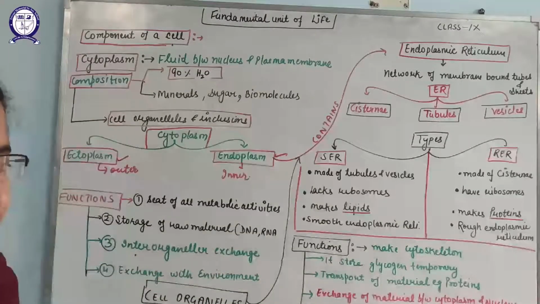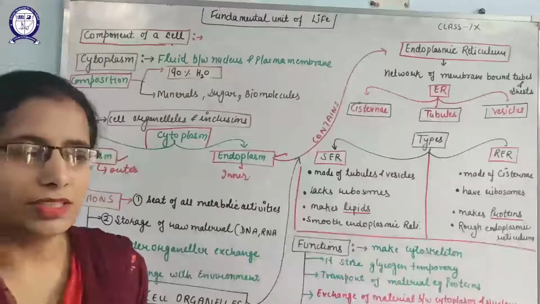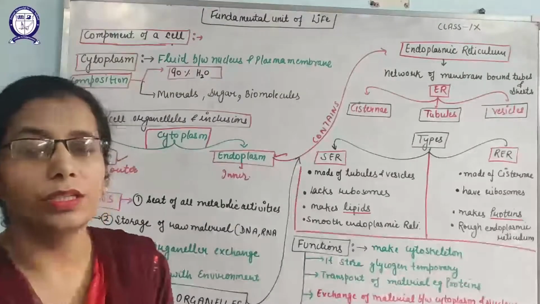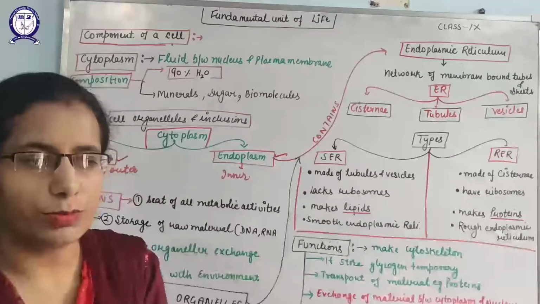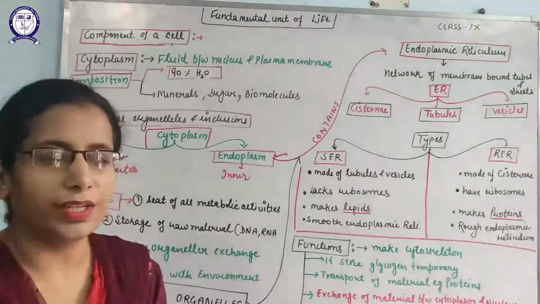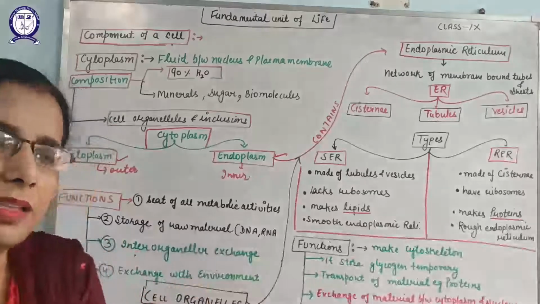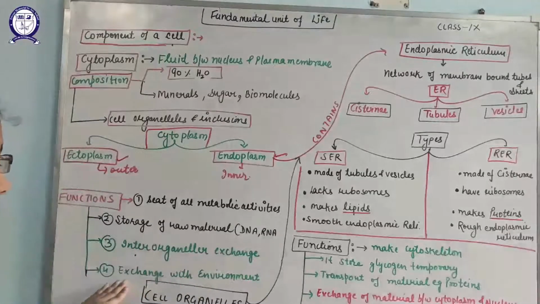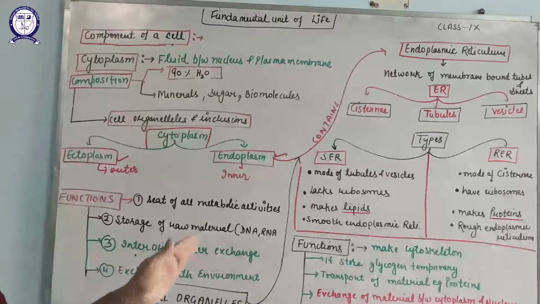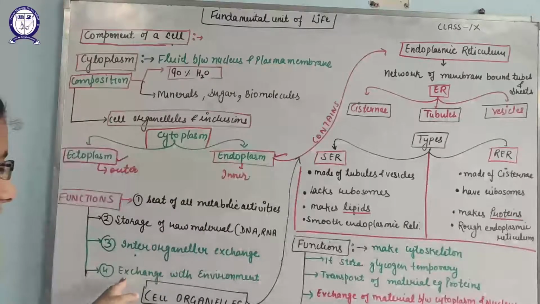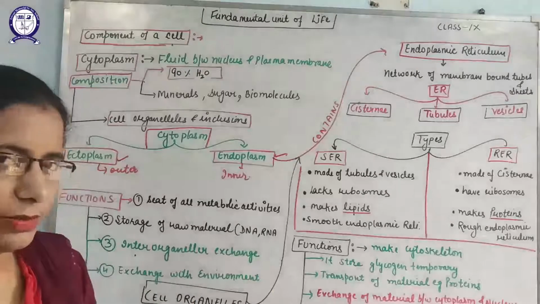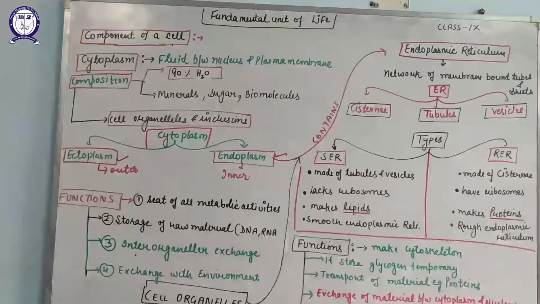It will help in the exchange of interorganelle material. That means if one organelle synthesizes some component that is needed by another organelle of the cell, it is the cytoplasm that will transfer that material from one organelle to the other. It also helps in the exchange of material between the cell and the outside of the cell, that is, extracellular exchange with the environment.